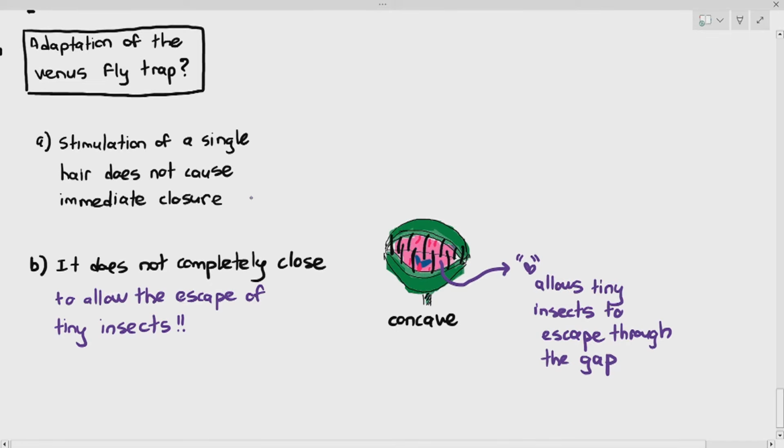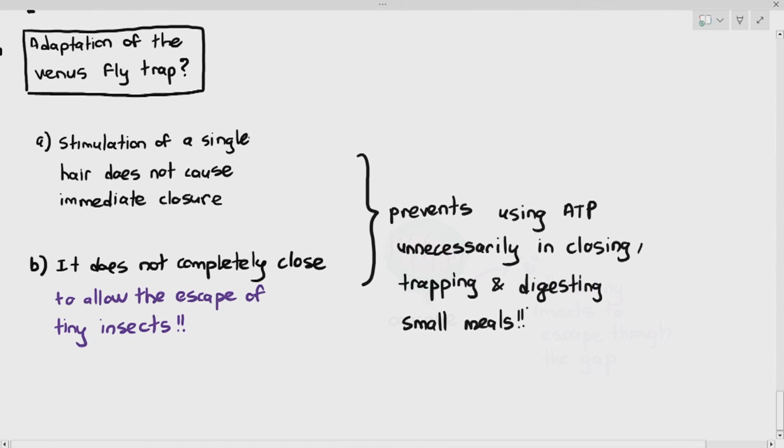So by ensuring that the trap does not close immediately, small, for the lack of a better word, useless insects for the Venus flytraps will be allowed to escape. So in this case, insects having a small body and a small size would be at a selective advantage to survive. So there you go. So these 2 adaptations will allow the Venus flytrap to conserve ATP and prevent using ATP molecules unnecessarily in closing, trapping, and digesting the small meals.